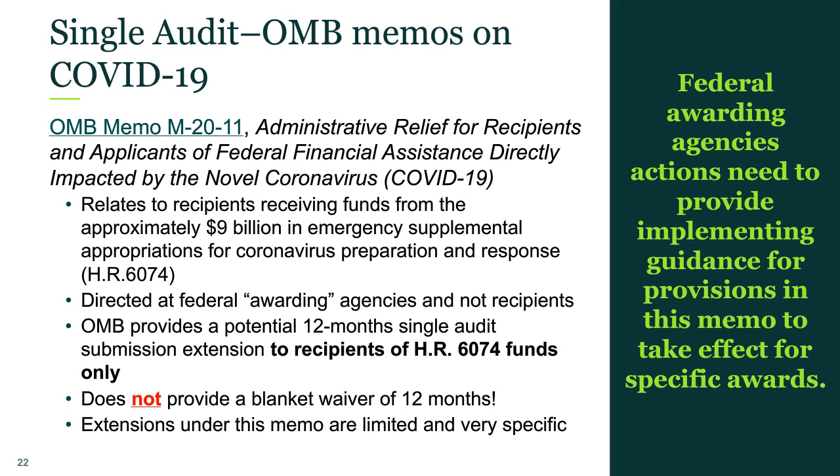When this memo first came out, it did provide some confusion, as it was directed at the federal agency and does not provide a blanket waiver of 12 months. So that's a key piece on this slide, is that it's not a blanket waiver. The extensions under this memo are very limited and very specific. The federal awarding agency's actions need to provide implementing guidance for provisions in this memo in order to take effect on specific awards.